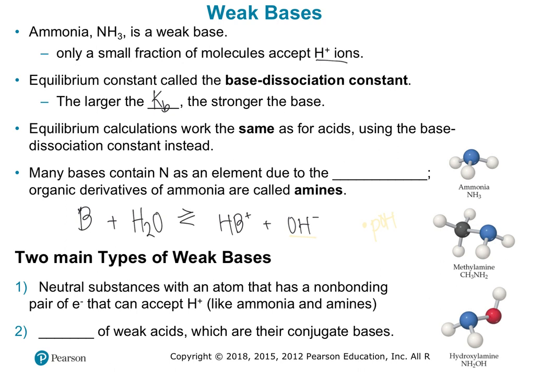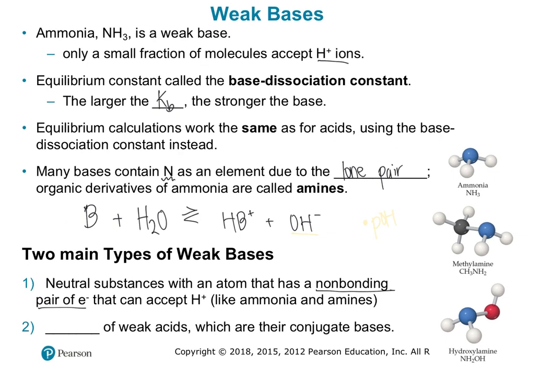Bases can either be neutral molecules that can accept a hydrogen because they have a non-bonding pair of electrons. Many of those are ammonia and amines. So nitrogen is a great element to do that because it has a lone pair of electrons and is not super electronegative like oxygen. So it's willing to share its lone pair with a hydrogen atom or hydrogen ion. We also have our anions of our weak acids, which are conjugate bases.